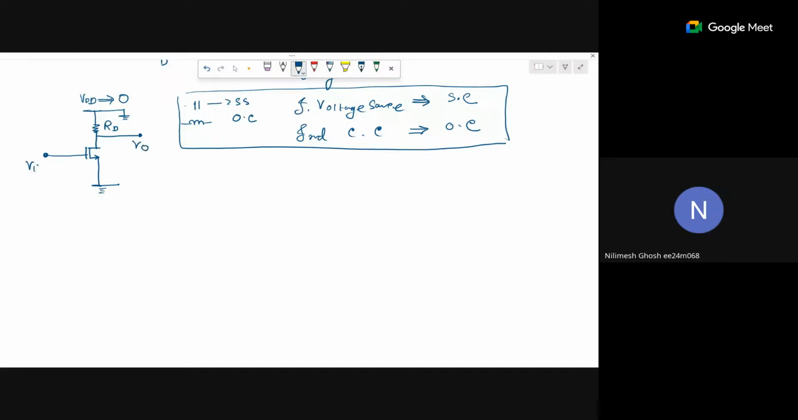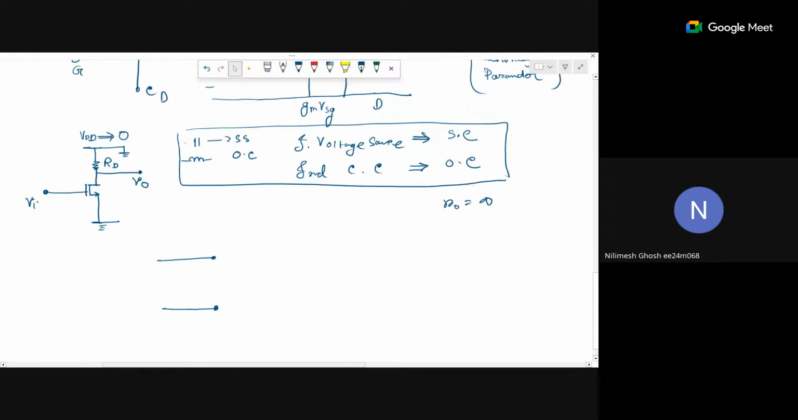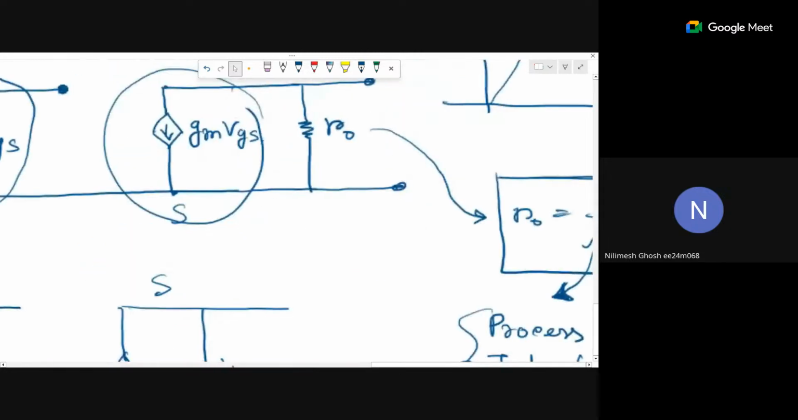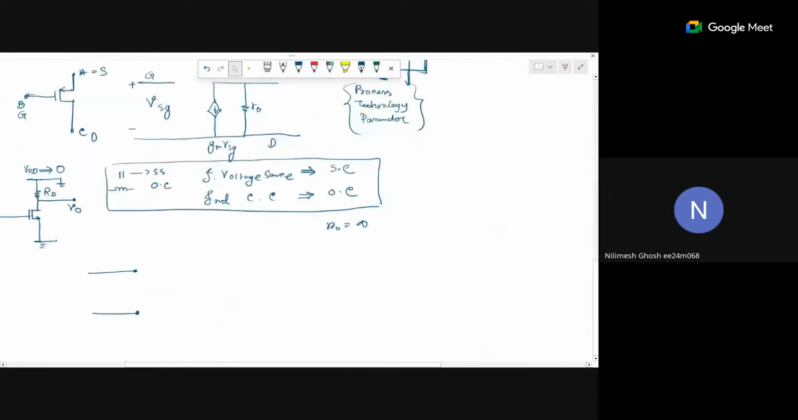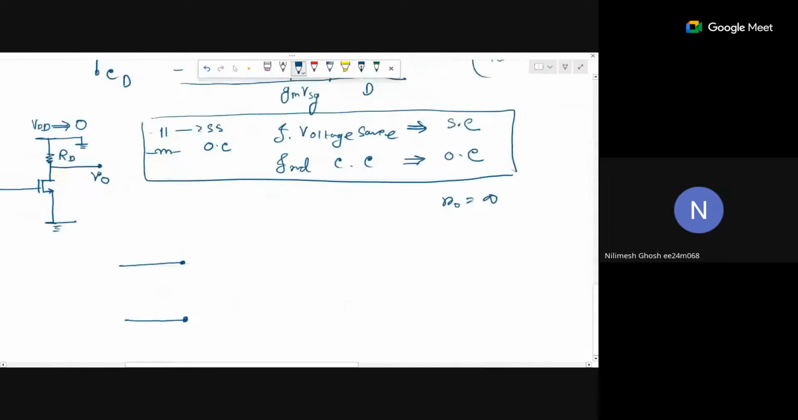Now let's draw the small signal picture. This V0 and Vi are all small signals, right? So this is our picture. Let's say R0 is infinite here. I am making your life smoother, so this R0 is not there; R0 is infinite. So our MOS circuit will look like this only. This will be gm VGS.